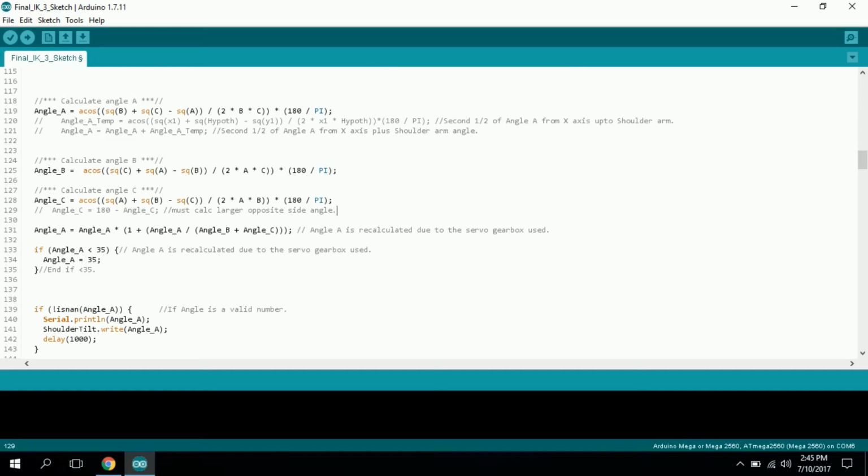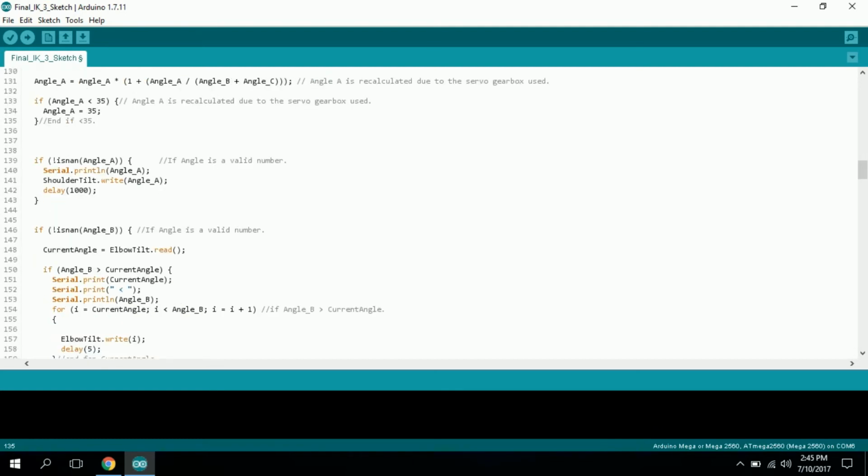I do a little bit of fudging here because my angle A is recalculated due to the servo gearbox. I need to kind of step it down. So you might want to comment this line out. I say here, again, I have the gearbox, if angle A is less than 35, then angle A equals 35. I don't want it to go below 35 degrees because then it hits the platform. I got a problem.